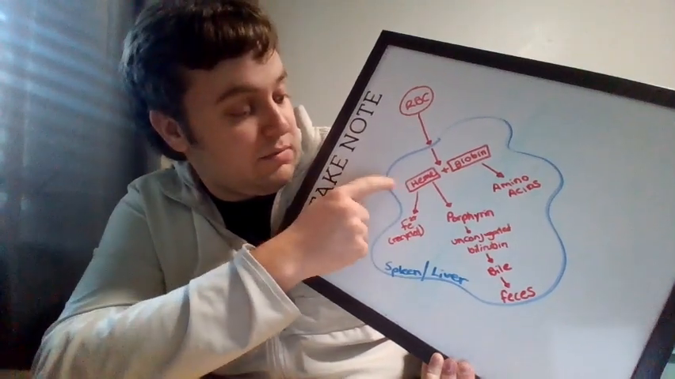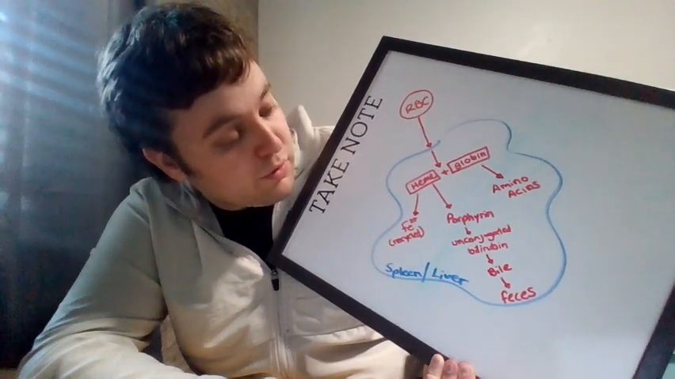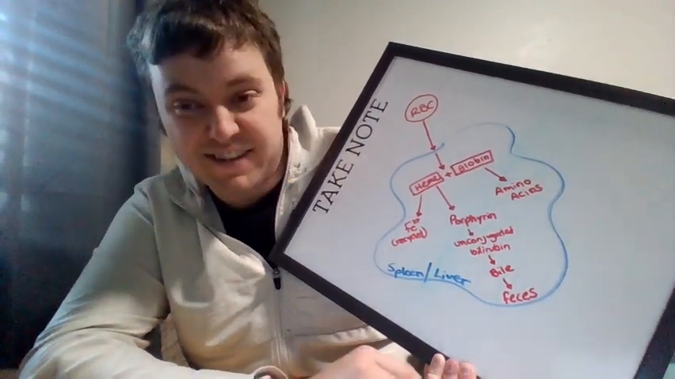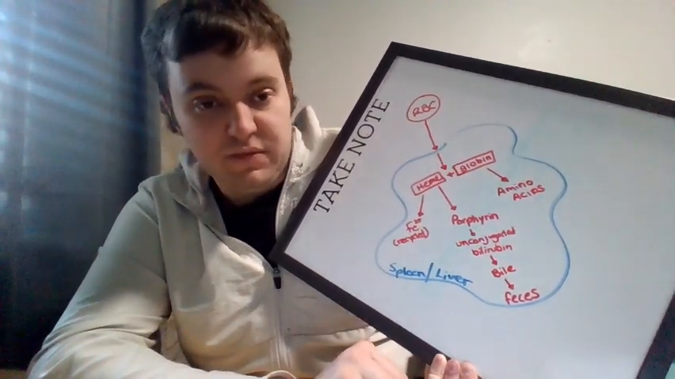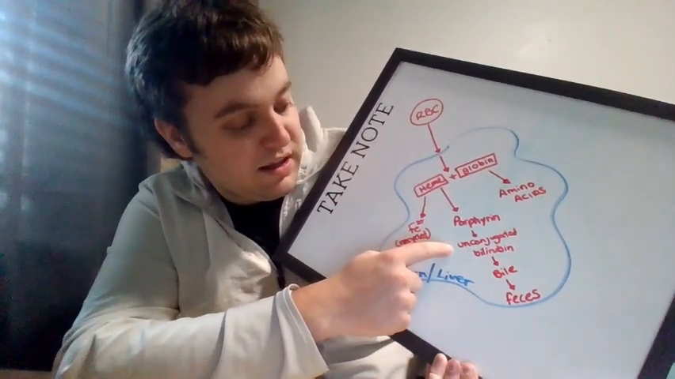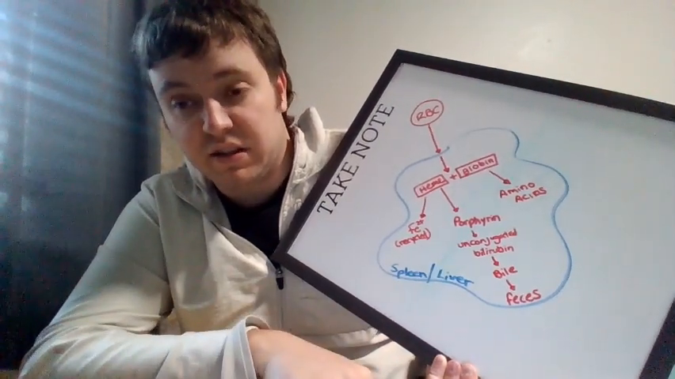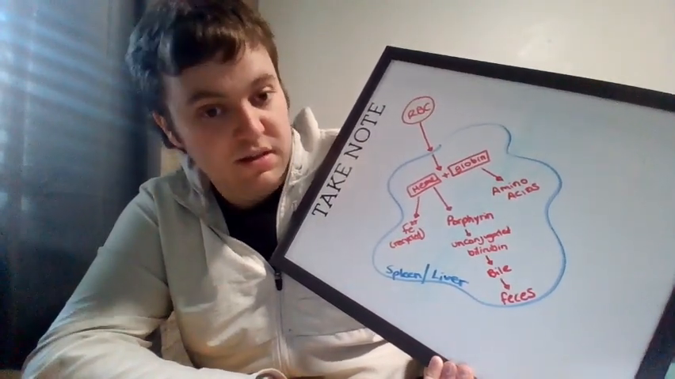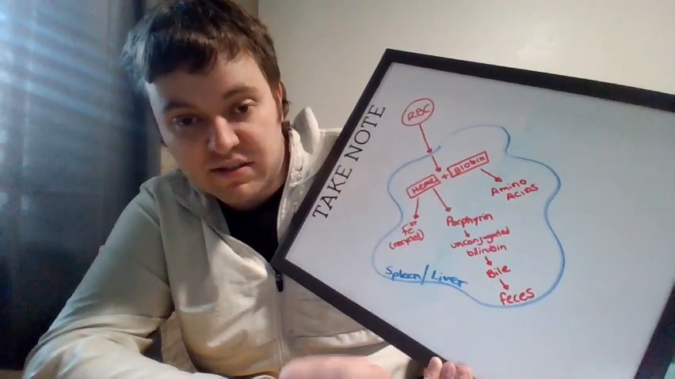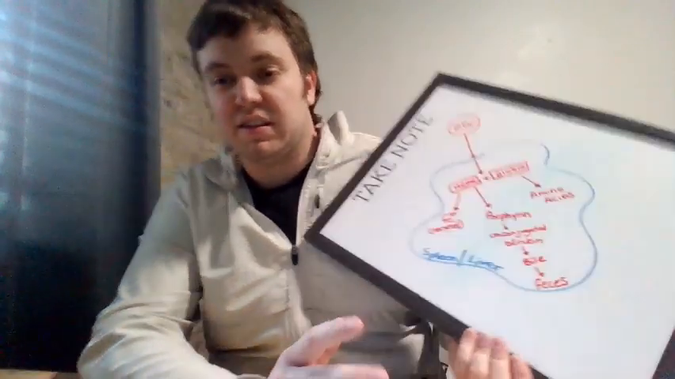And then heme gets broken down into a porphyrin ring, which then gets converted into an unconjugated bilirubin, and then it travels to the spleen where it gets conjugated and excreted into bile. From there, it travels through the intestines and it eventually gets eliminated in feces. And this is actually what causes that brown coloring in feces.